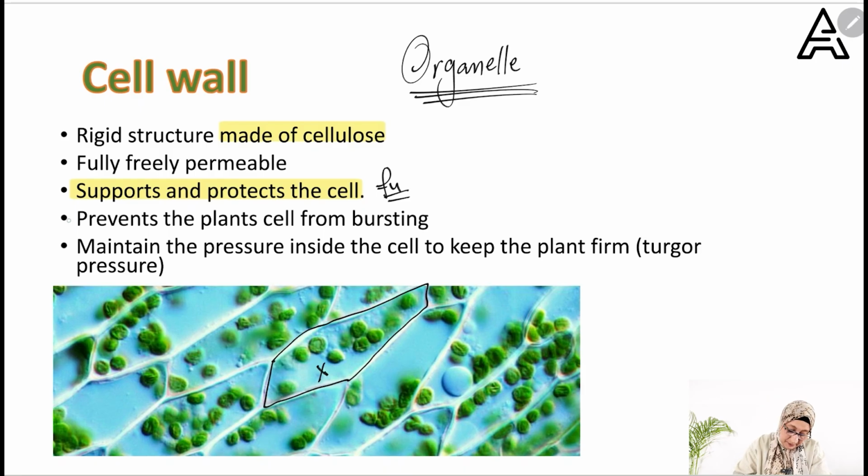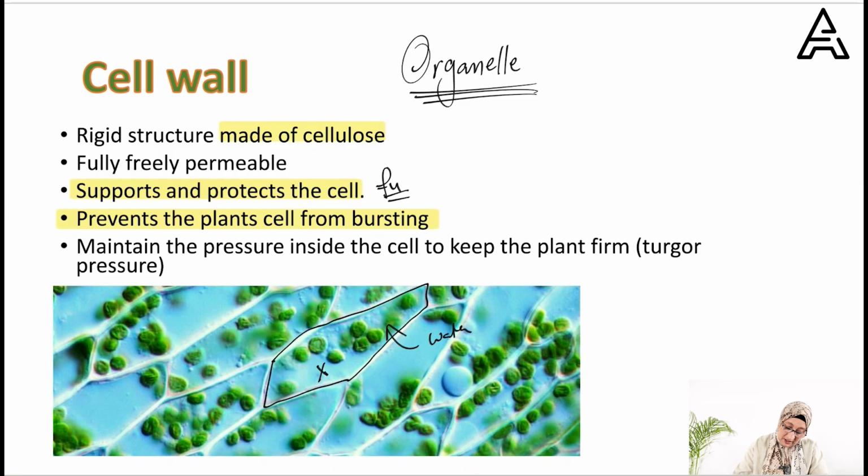Another function is that it prevents the plant from bursting when the water enters. When water enters inside the plant, the pressure inside the plant cell increases. So as the pressure increases, the plant cell tends to rupture, to burst. But due to the presence of a frame, which is the cell wall, it prevents the bursting of the cell. And this is valuable because it helps the plant cell to harbor high pressure, to be a high pressure cell. We will talk about this in the next topic.